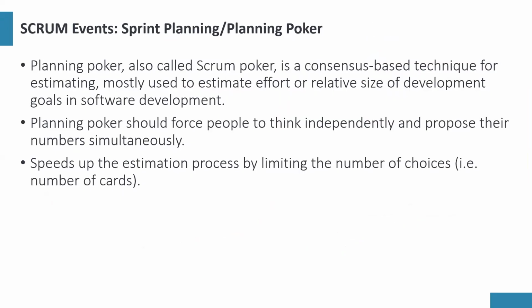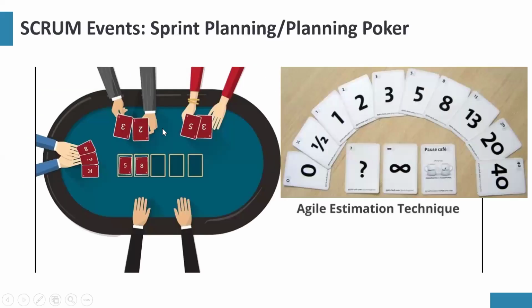Let's look at what it says here. Planning poker is also called Scrum poker. It is a consensus-based technique for estimating, mostly used to estimate effort on relative size of development goals in software development. Planning poker should force people to think independently and propose their numbers simultaneously. It speeds up the estimation process by limiting the number of choices. Now, the reason we use Fibonacci sequence is to limit the number of cards people have, because if the cards are too close together, it'll be difficult to reach a consensus.